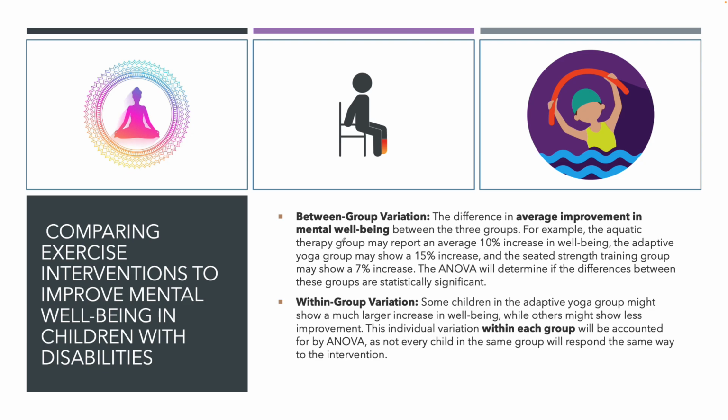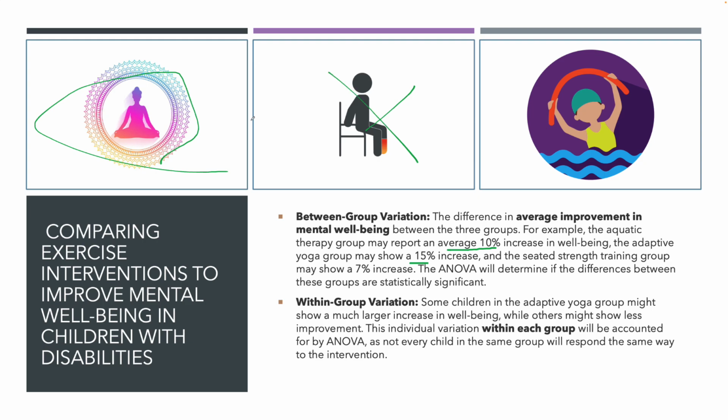So let's say, for example, the aquatic therapy group may report an average increase of 10% in well-being, while the adaptive yoga group increased 15%. That's pretty good. So these guys are leading the charge right now between those 3 groups. That's being determined by an ANOVA. And the seated strength training group may show only a 7% increase. So this one had kind of the worst effect, right?